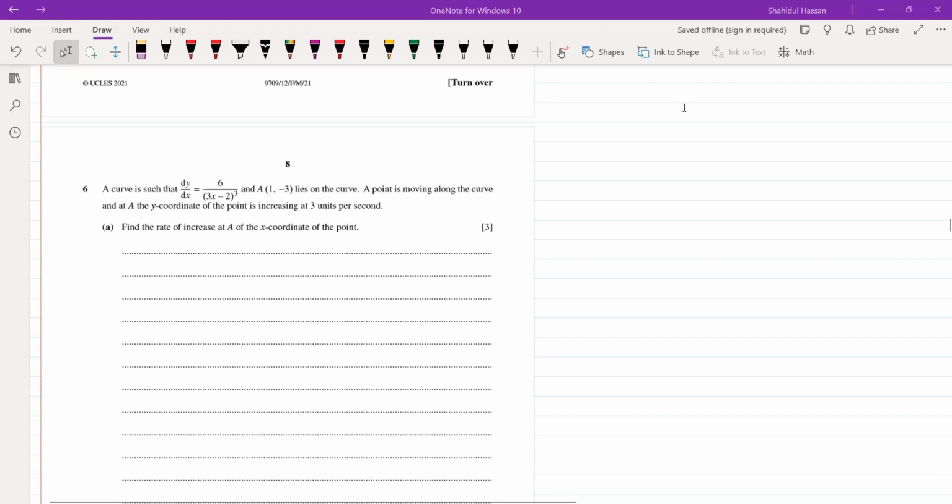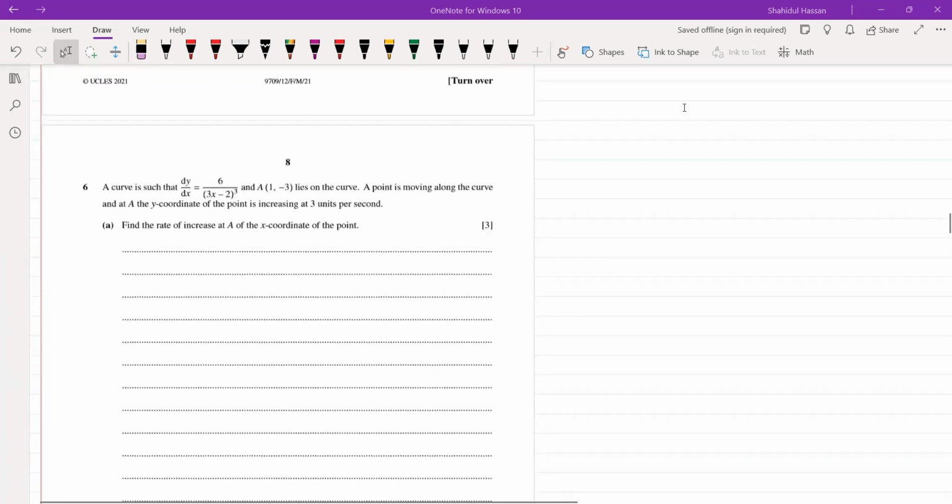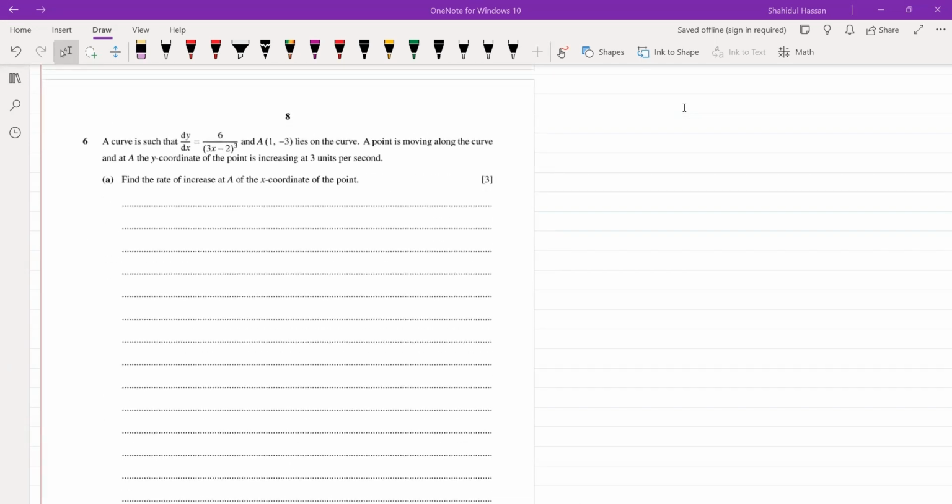Hello students, this is a continuation of the solution of the P1 question paper, 9709 syllabus, variant 12, February March 2021. We did up to question number 5 in the last class, so we'll continue from question number 6.